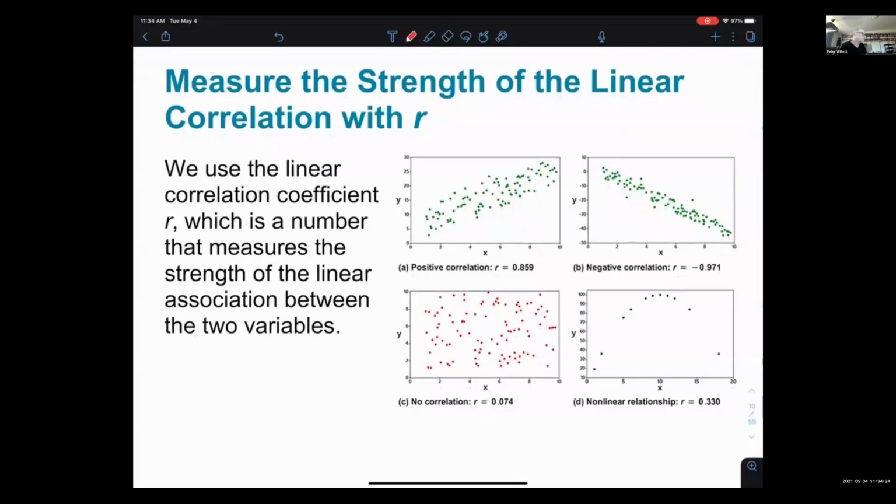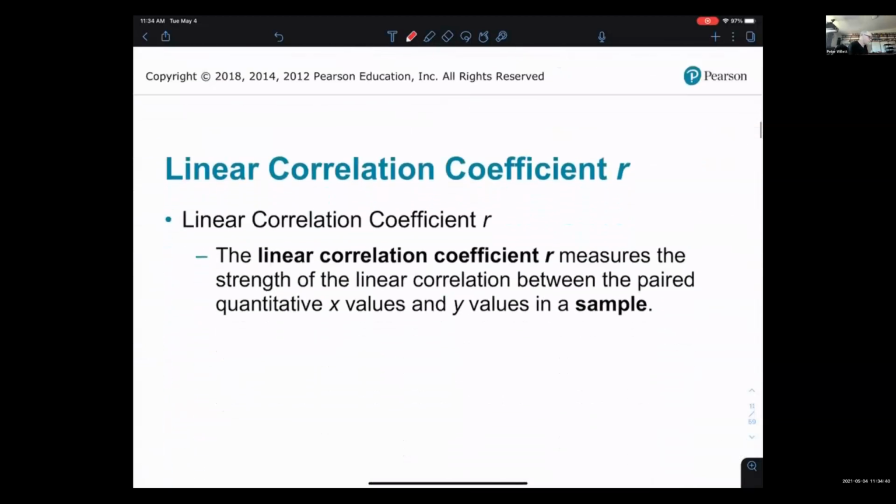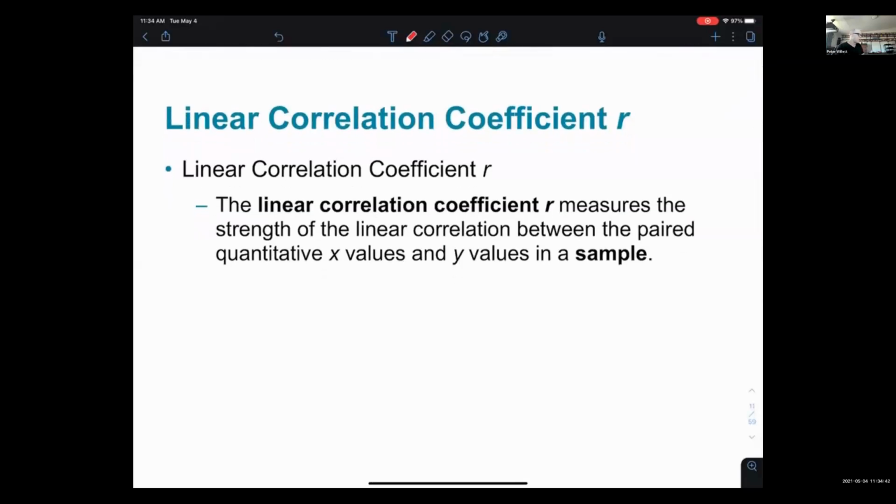So there's the 4 graphs they just showed us. We use the linear correlation coefficient R, which is a number that measures the strength of the linear association between the 2 variables. And they have a nice range of examples here. So now let's define that a little bit more carefully. Linear correlation coefficient R measures the strength of the linear correlation between the paired quantities X and Y in a sample.